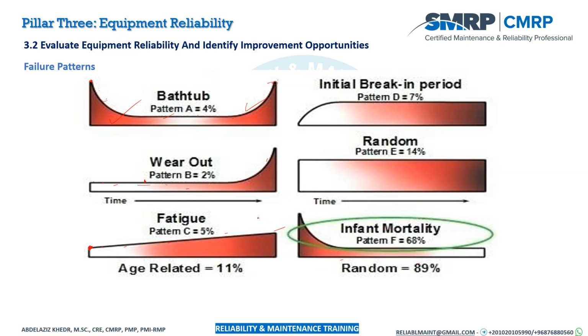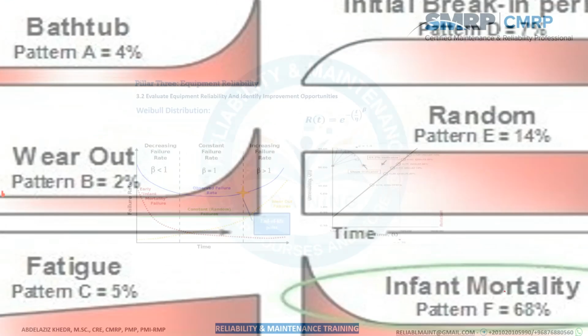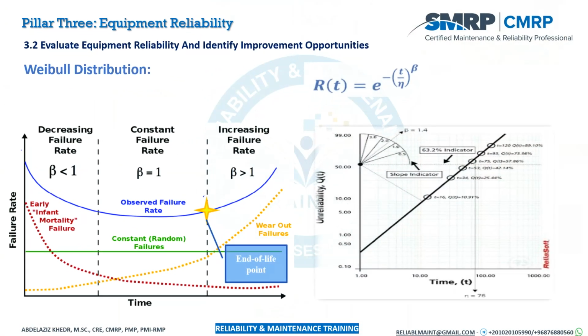From this classification, or from this study, we have 89% as random failure and 11% as age related, which means that PM should be less than 20% and PDM or condition monitoring should be more than 80 or 90%. Also, this can be represented by the Weibull equation.